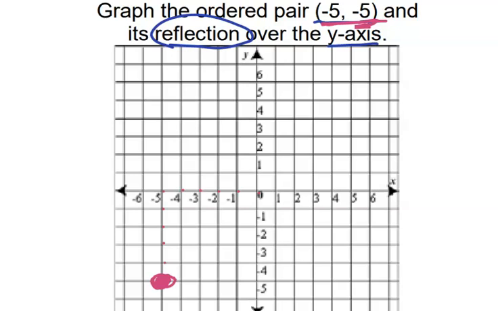But again, we're going to reflect over the y-axis. If they told us to reflect over the x-axis, it would be up here somewhere. Okay, but they're not doing that. They're telling us to reflect over the y-axis. So how far is it from this line right here? Well, there's 1, 2, 3, 4, 5 places. So let's count over 1, 2, 3, 4, 5. So right there, that would be the reflection over the y-axis. So that's the answer for that.